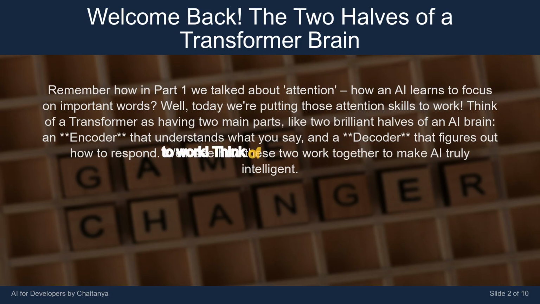Think of a transformer as having two main parts, like two brilliant halves of an AI brain: an encoder that understands what you say, and a decoder that figures out how to respond. We'll see how these two work together to make AI truly intelligent.